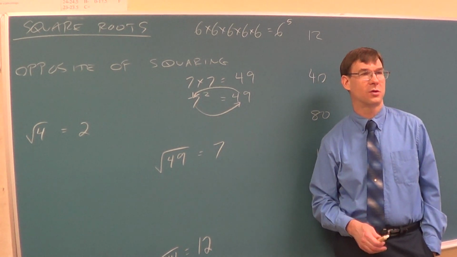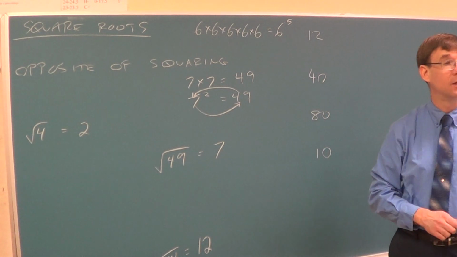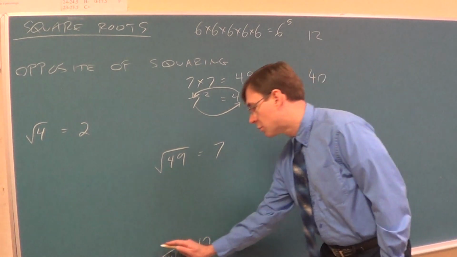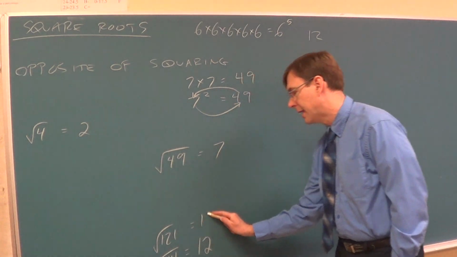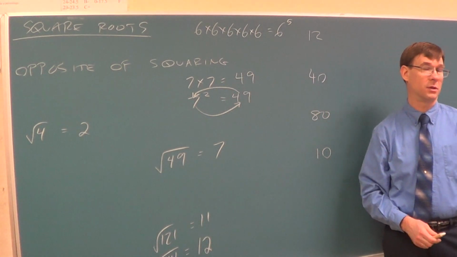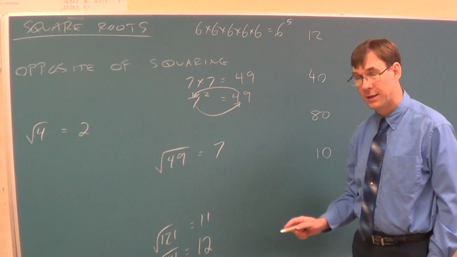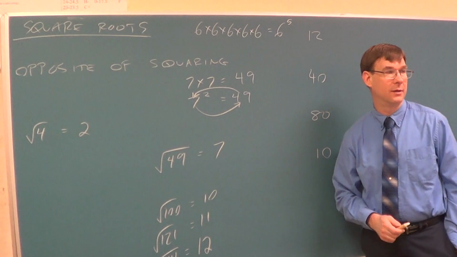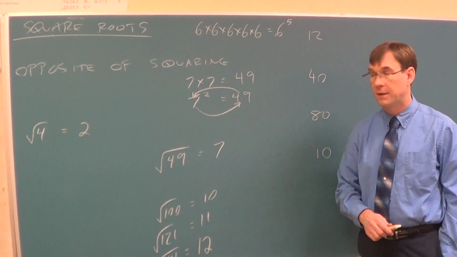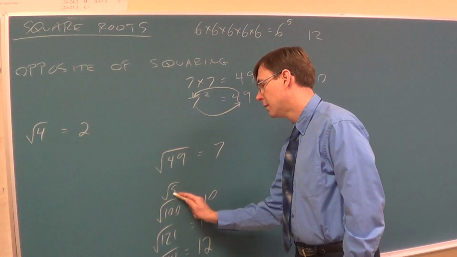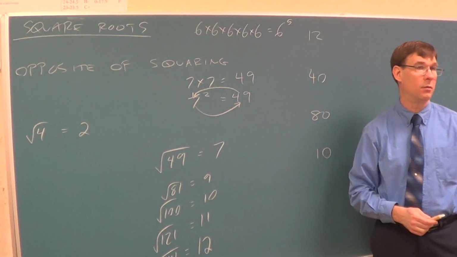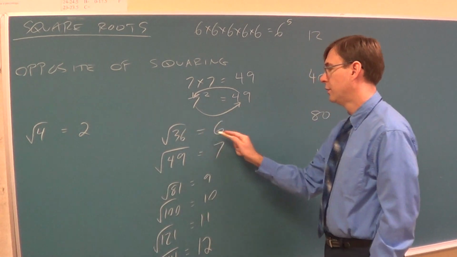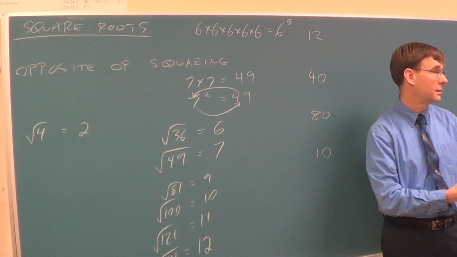Somebody else? We'll try to get everybody to give me one eventually. 121. What'll that make? 11. The square root of 121 is 11, because 11 times 11 is 121. 100, what does 100 make? 10. Because 10 times 10 is 100. 81 would make 9, because 9 times 9 is 81. 36 makes 6, that's true, because 6 times 6 is 36.